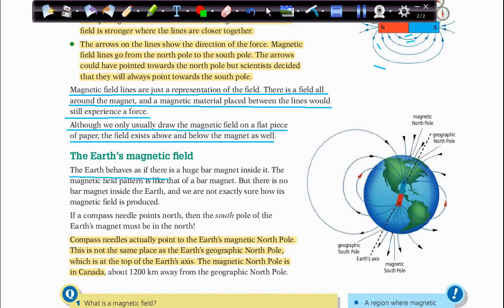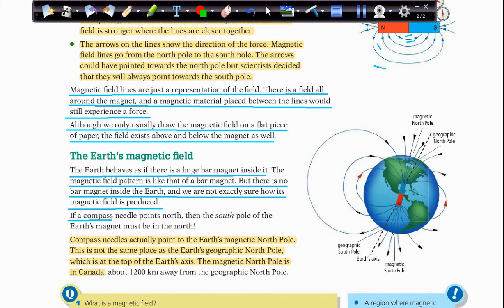The Earth behaves as if there is a huge bar magnet inside it. Of course, there is nothing called a bar magnet inside the Earth, but it acts like there is a magnet inside it, because it pulls or attracts the magnet to its poles. So the magnetic field pattern is like that of a bar magnet, but there is no bar magnet inside the Earth, and we are not exactly sure how its magnetic field is produced.